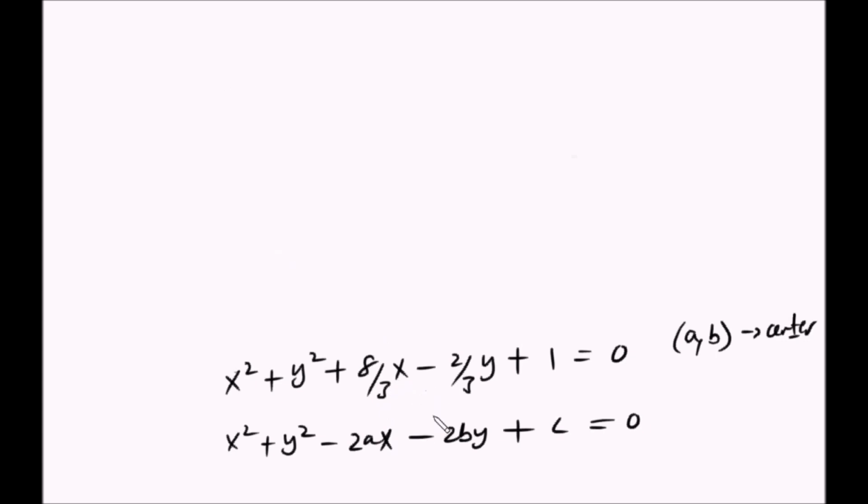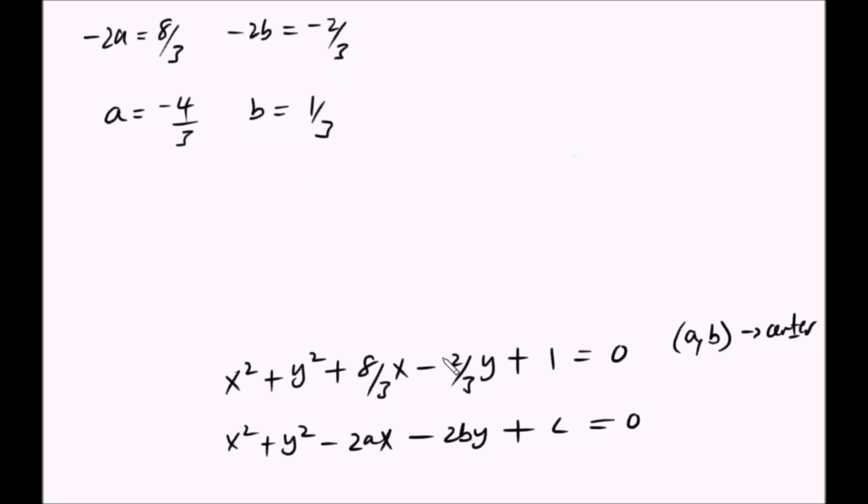So if I compare these two, you can see negative 2a is just the same as 8 over 3. So it means a is equal to negative 4 over 3, dividing by negative 2 throughout. But also you can see that negative 2b is equal to negative 2 over 3. So b is just the same as 1 over 3. So the locus is a circle with the center (a, b) equal to (negative 4 over 3, 1 over 3). So this is the center of the circle.